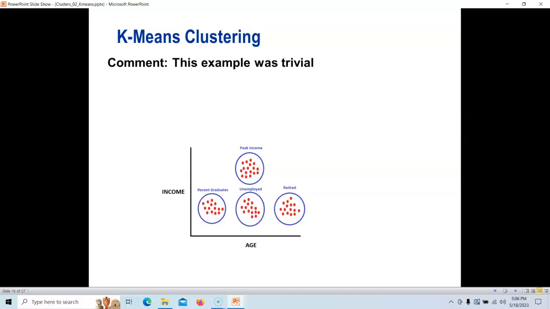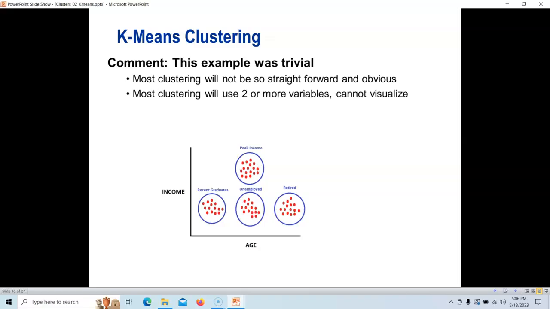So this is a trivial example because, again, you could have just eyeballed this and figured this out. Most clustering is not going to be as straightforward and obvious as this. If it were, everybody would be doing it. Most clustering will usually use two or more variables, and you can't usually visualize 3, 4, 5 variables. It's harder to see. Also, this data is compact and well separated. This data is all grouped together and it's far away from everybody else. The data in the real world is not so clear cut.